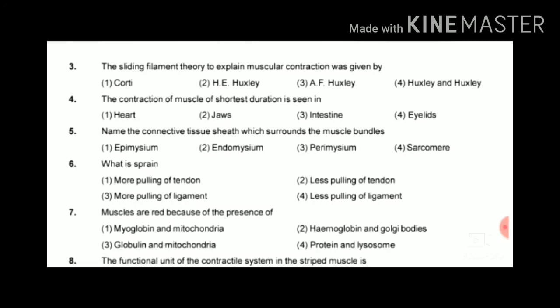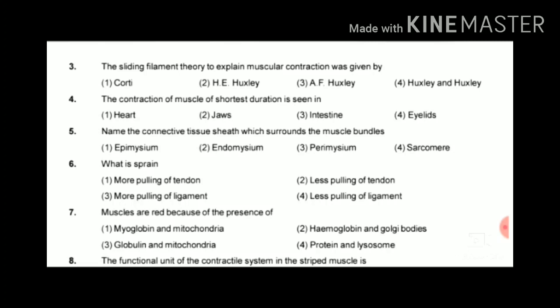Next is question number 7. Muscles are red because of the presence of number 1, myoglobin and mitochondria. Number 2, hemoglobin and Golgi bodies. Number 3, globulin and mitochondria. Number 4, protein and lysosome.